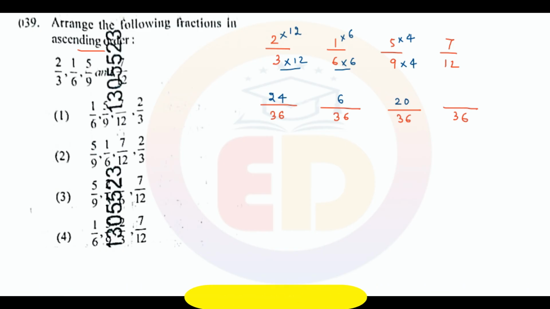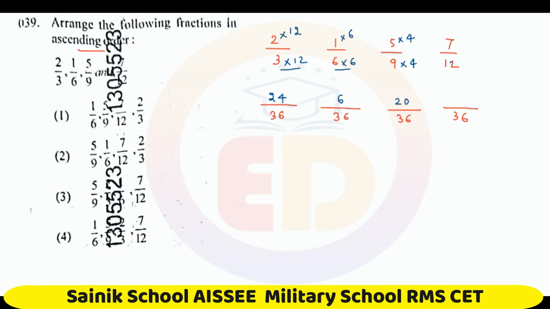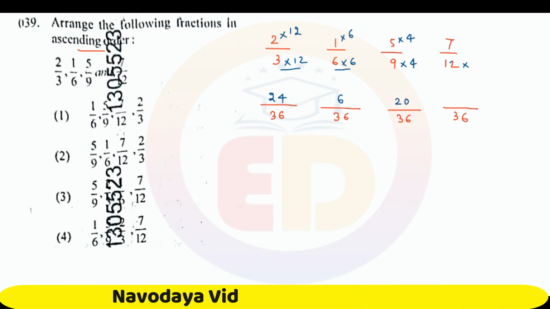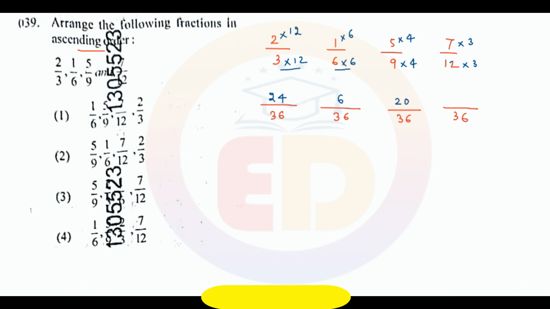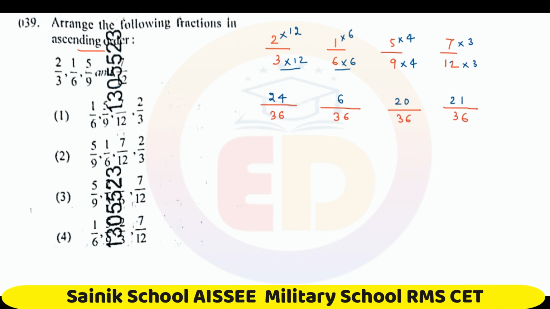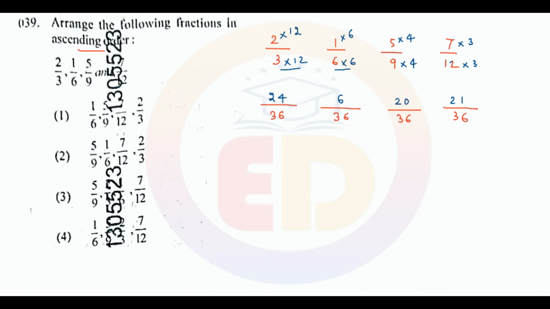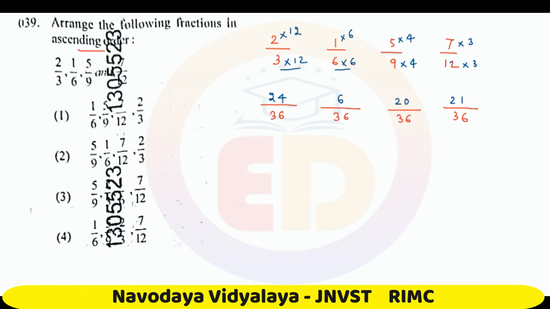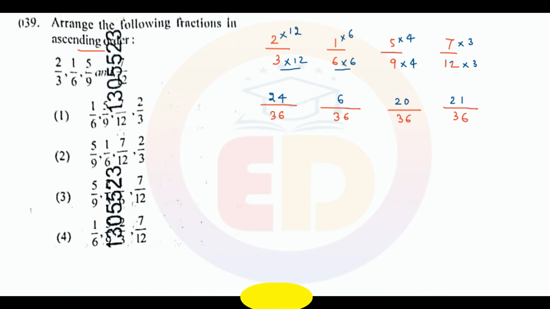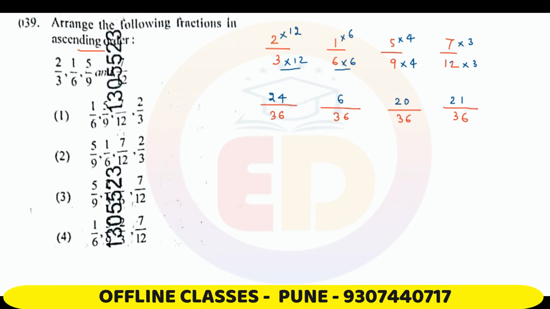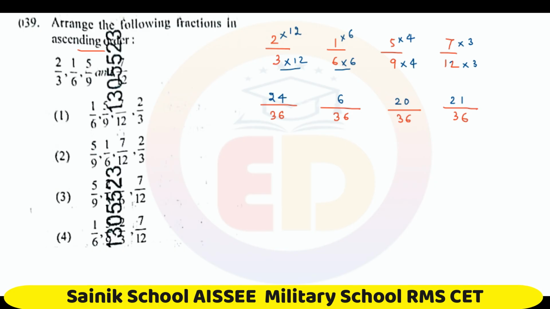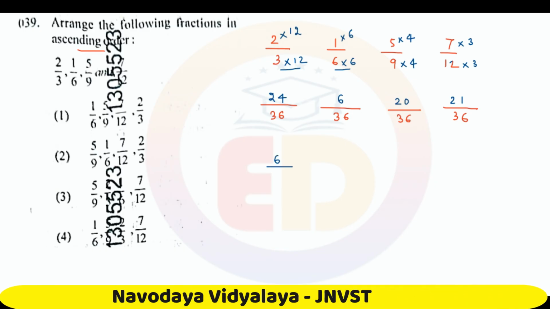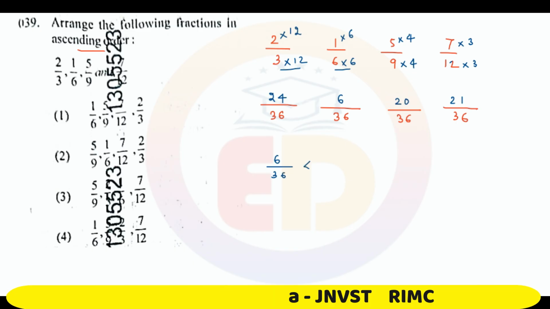The next fraction is 7 by 12. Denominator is 12. If we want to convert denominator 12 to 36, we have to multiply it by 3. And if we are multiplying the denominator by 3, we have to multiply the numerator also by 3. 7 into 3 is 21. Now the comparison of the fractions becomes very easy. When all the denominators are same, we only compare the numerator. The smaller numerator is a smaller fraction. So among 24, 6, 20 and 21, the smallest numerator is 6. So 6 upon 36 is the smallest fraction.